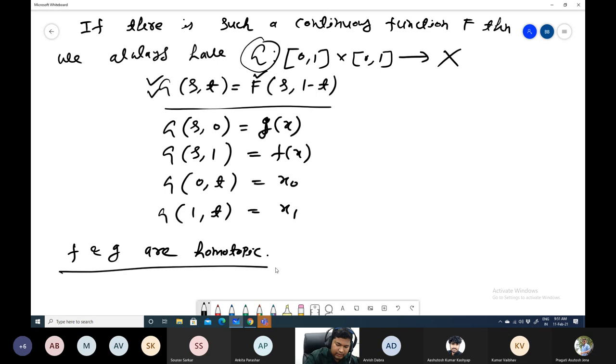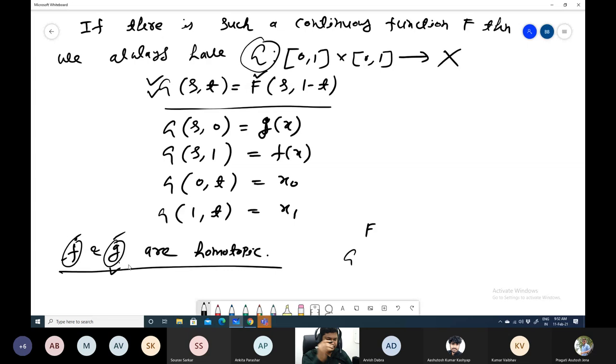So you can always say that f and g are homotopic. It may confuse you, because when I defined that f and g are homotopic, I told you that there exists a map F such that at time 0 it was f and at time 1 it was g. But the order does not matter. When I say that f and g are homotopic, there may exist a continuous function such that at time 0 it is g and at time 1 it is f. So the order does not matter here.